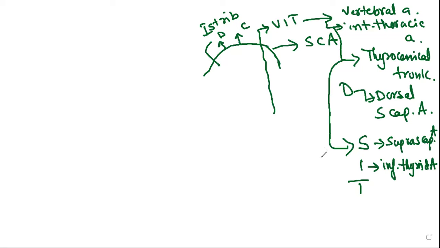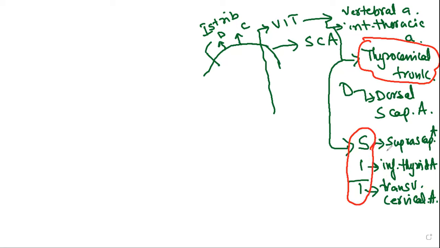Okay, clear? And T is your what? Transverse cervical artery. Okay, so these are the branches which you must remember. So, yahan pe ye dekhen, thyrocervical trunk ka mnemonic hai SIT, which is important. Subclavian artery mnemonic is vitamin C and vitamin D. D is your dorsal scapular artery. But in some population, dorsal scapular artery can also be coming out from the transverse cervical artery.